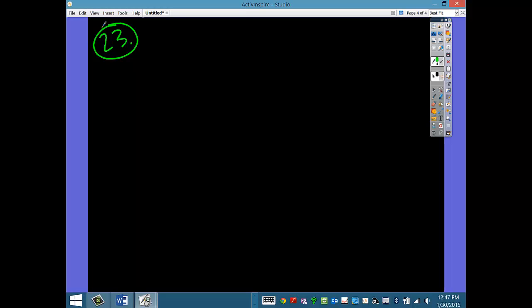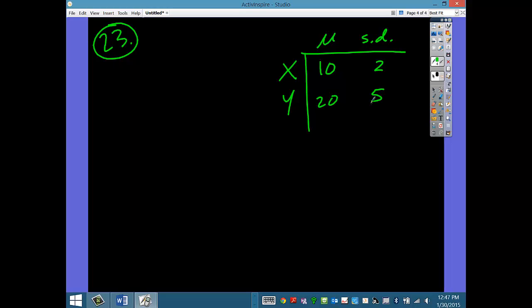Given independent random variables with means and standard deviations as shown. So they have x and they have y, and then they give us the mean and the standard deviation. And they say this is 10, this is 2, and for y we have 20 and we have 5. So then they say, what's the mean and standard deviation of 3x? And that just means, what's the expected value of 3x? What's the standard deviation of 3x?